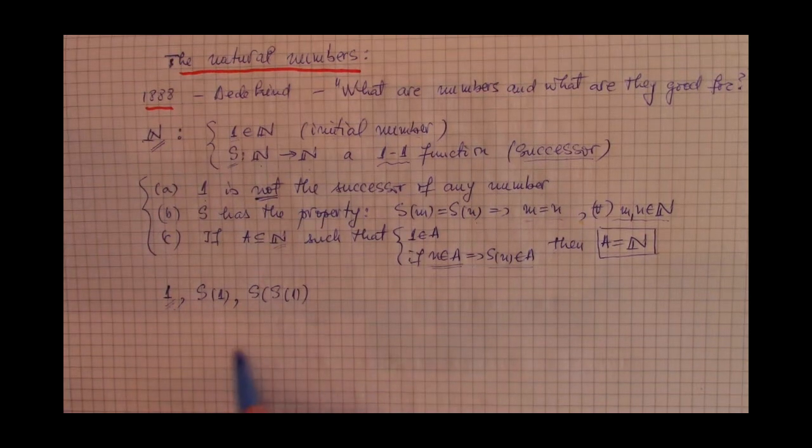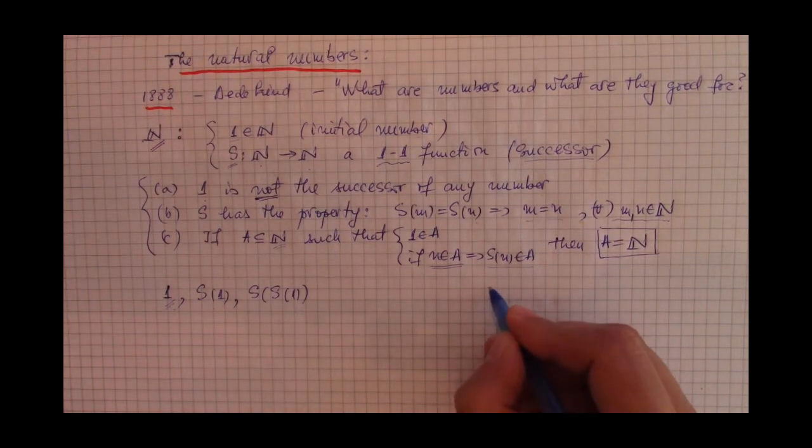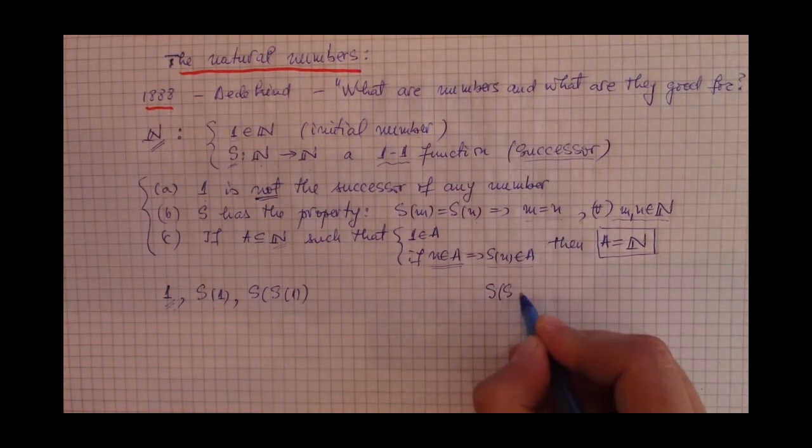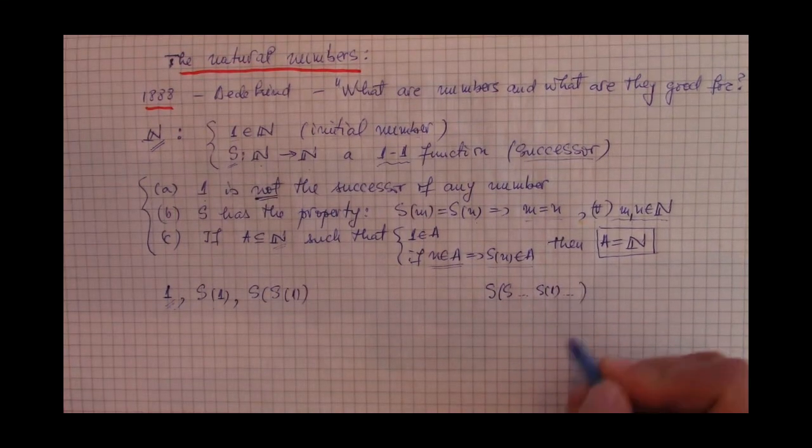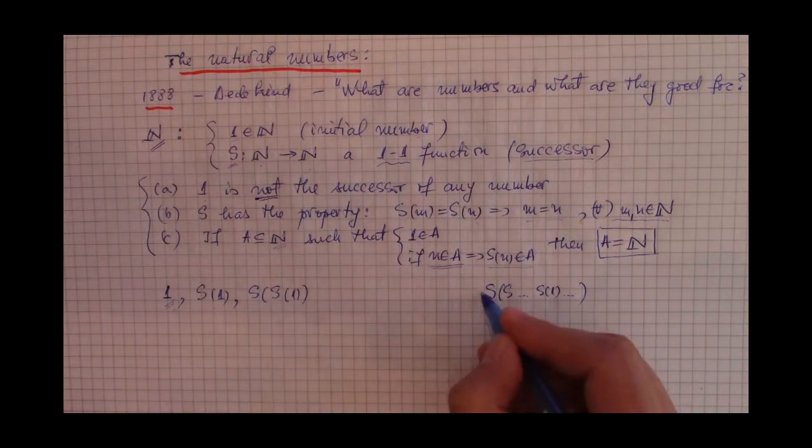So the fact is that we can keep applying S again and again and again. What are we getting? What we saw so far is that 1 is different from S of 1. But maybe if we keep applying this process, we get to the point, later on, say S of S, and so on and so forth, of S of 1. Let's call this element M.